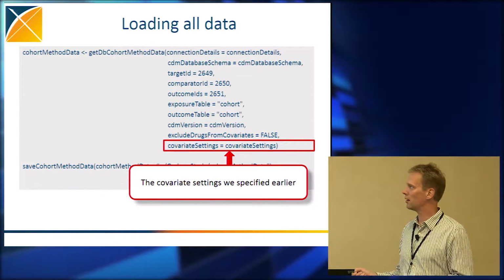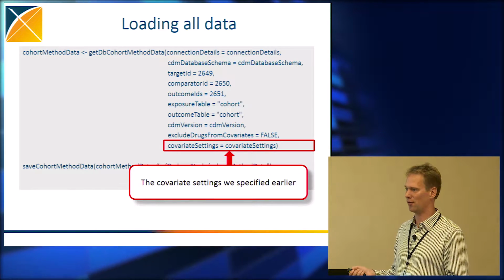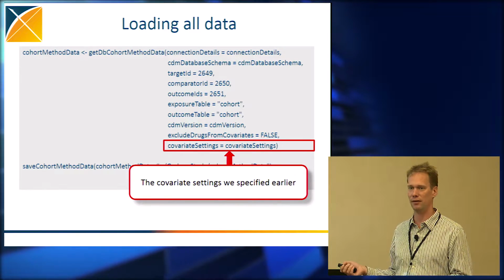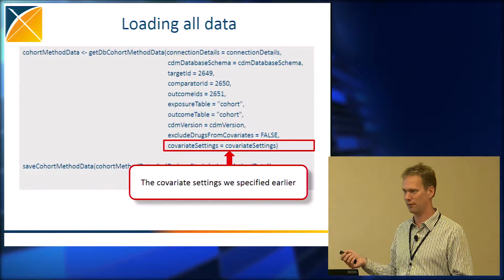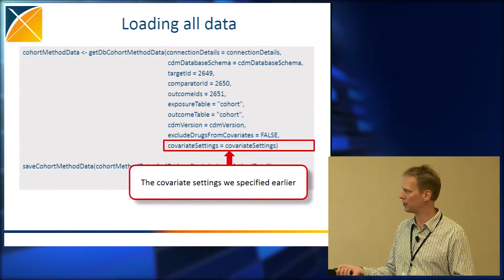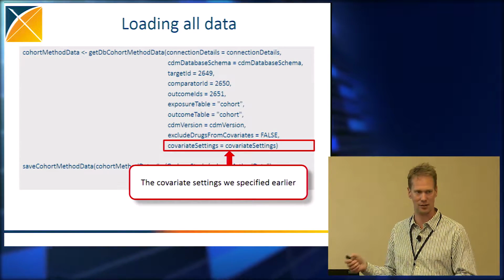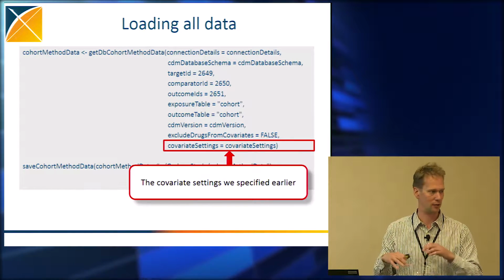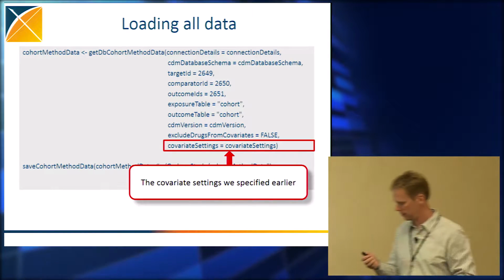Also, because this is like a special type of R object, you can't just save it with the usual save function in R. You need to call this function saveCohortMethodData, because it needs to copy those FF objects to a specific folder.